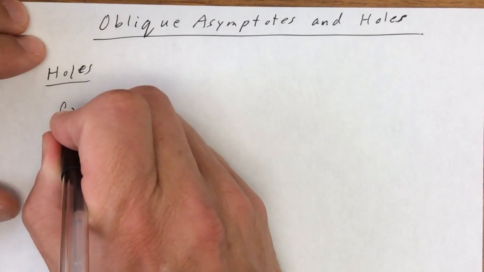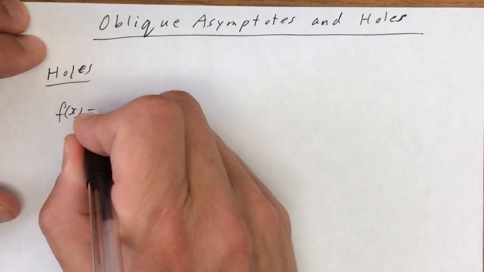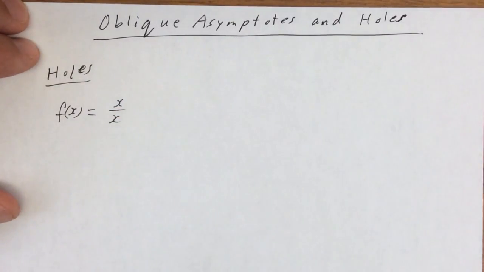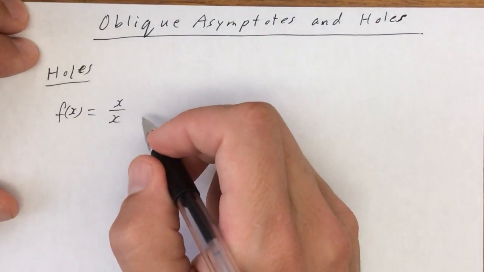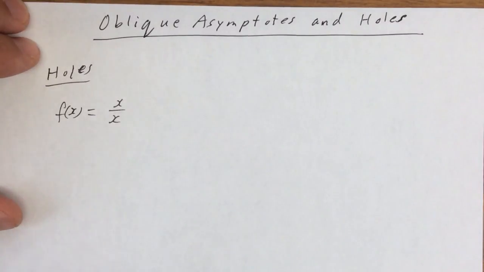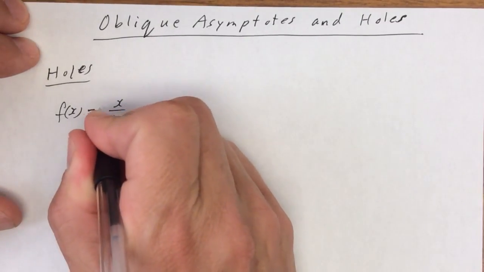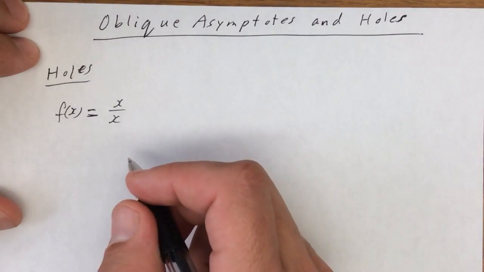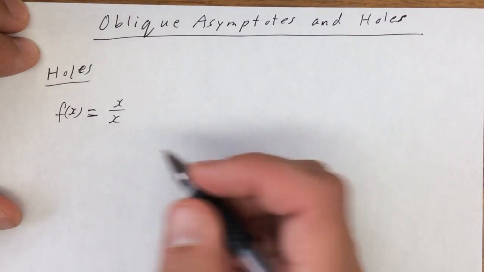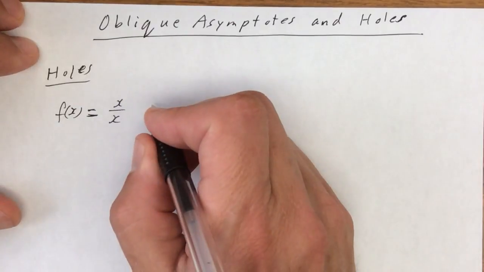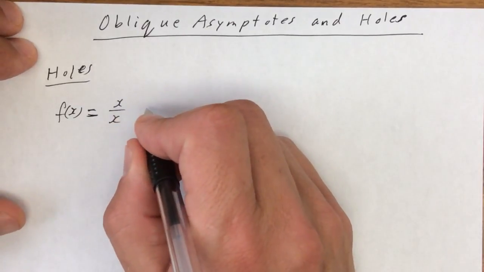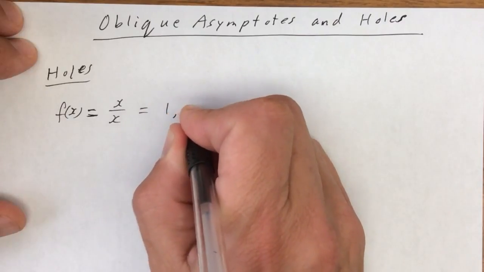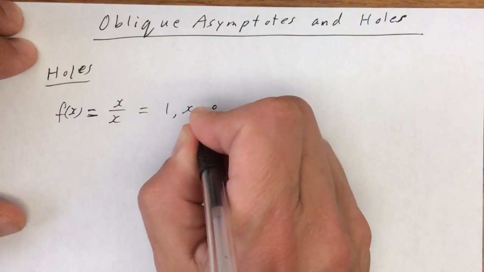So for example, f of x equals x over x. Well, this one seems kind of redundant, because most of us would say that x over x just equals 1, except for that one case where you cannot divide by 0. So, in fact, this does not equal 1. It equals 1, comma, x cannot equal 0.